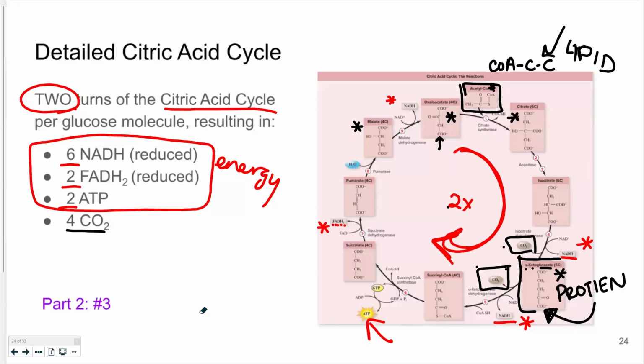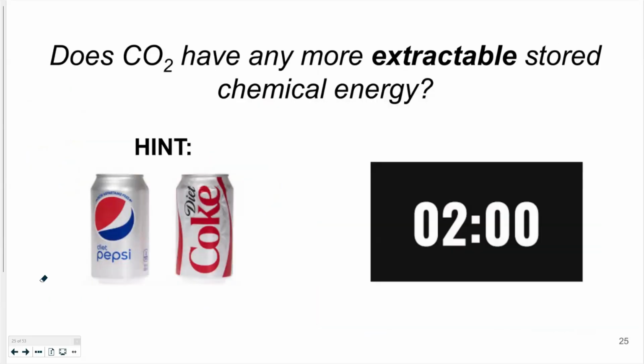With your guided notes, you're going to flip over to part 2 and answer question number 3. Here's a challenge question for you. We said that carbon dioxide is a waste product. Does carbon dioxide have any more stored chemical energy that cells can use? I have a hint for you here of Diet Pepsi and Diet Coke. I want you to think about that. See if you can come up with your answer and be able to defend it.